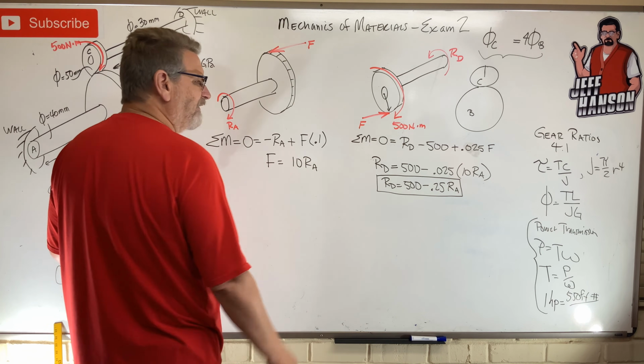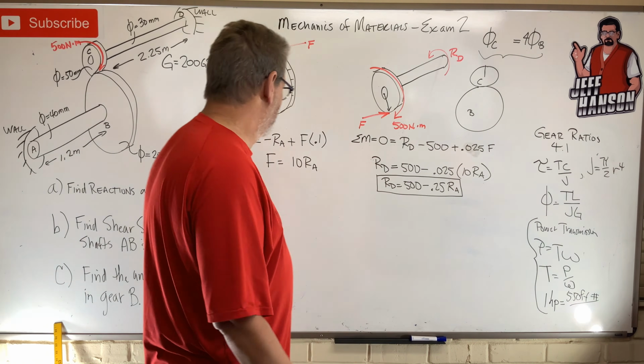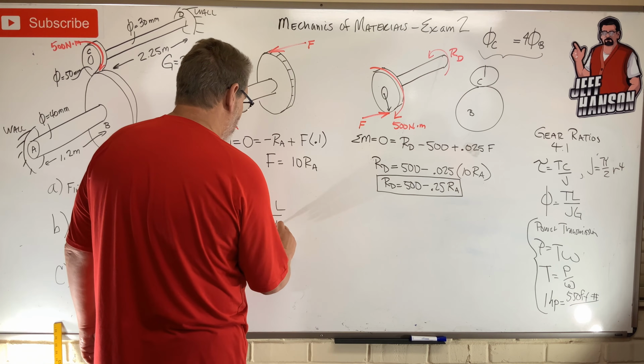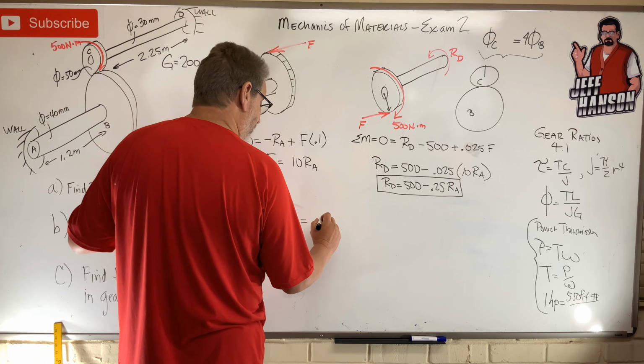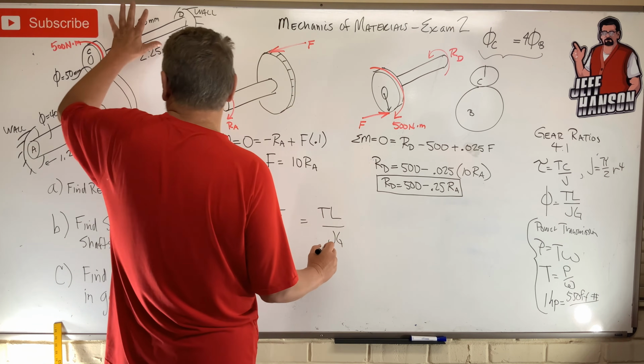So phi, what is phi? Oh, it's TL over JG, isn't it? So what I'm going to have is this. I'm going to have TL over JG for this gear equal to TL over JG for this one up here.